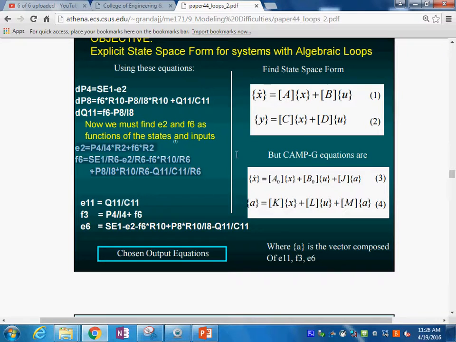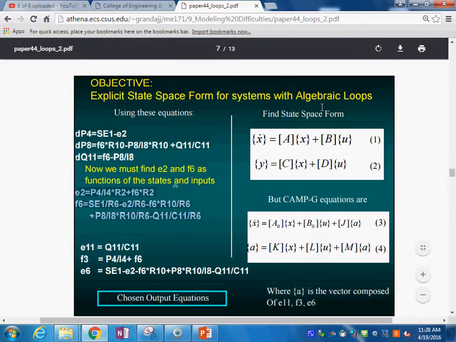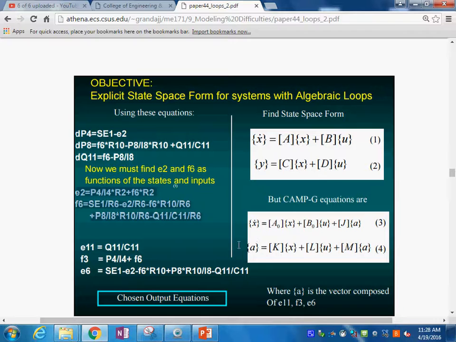So you see, this is your original system, but in this case you have your original system plus this J times a, which is the vector of algebraic variables. And so this a is kx times lu times m times a.